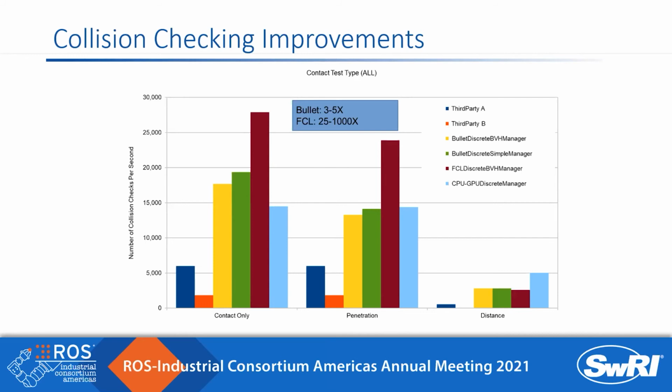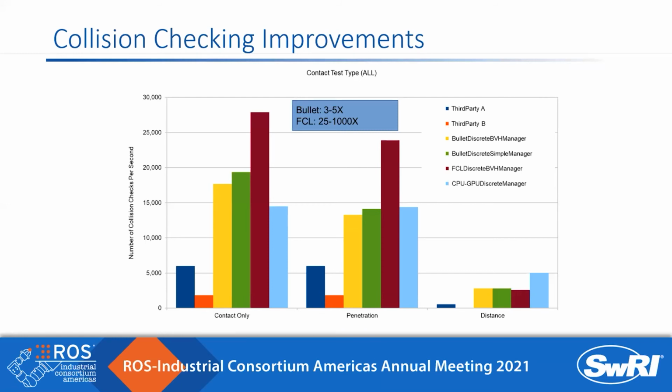As part of this, we were able to improve Bullet 3 to 5 times. The major improvements we were able to make are to our SCL implementation. We were able to get 25 to 1000x improvements over these 3 different types of collision checking. The 1000x was in the distance calculation piece.